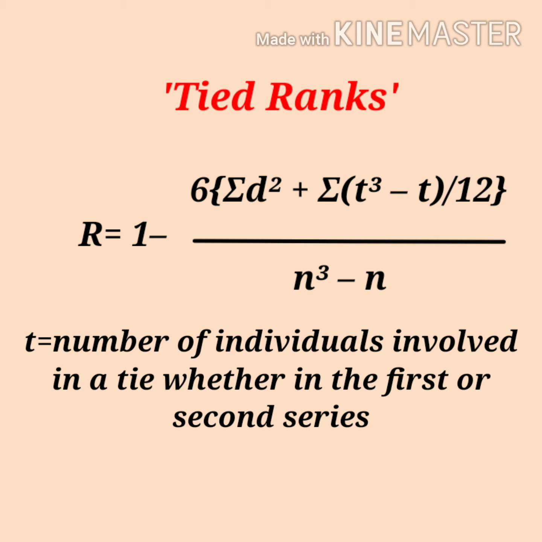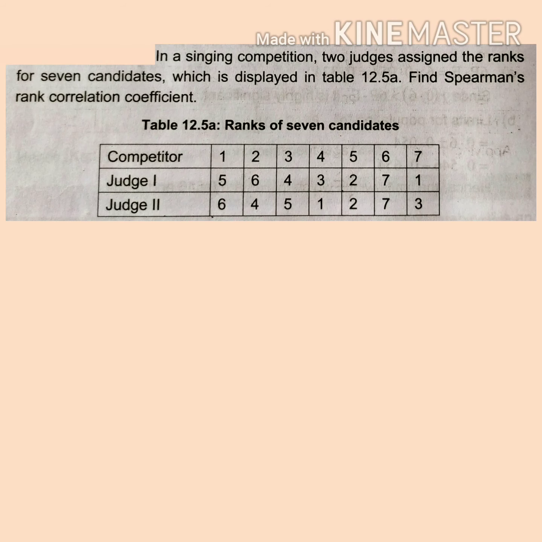Now let's do some math of Spearman rank correlation coefficient. Problem number 1. In a singing competition, two judges assigned the ranks for 7 candidates, which is displayed in the table. Find the Spearman's rank correlation coefficient.